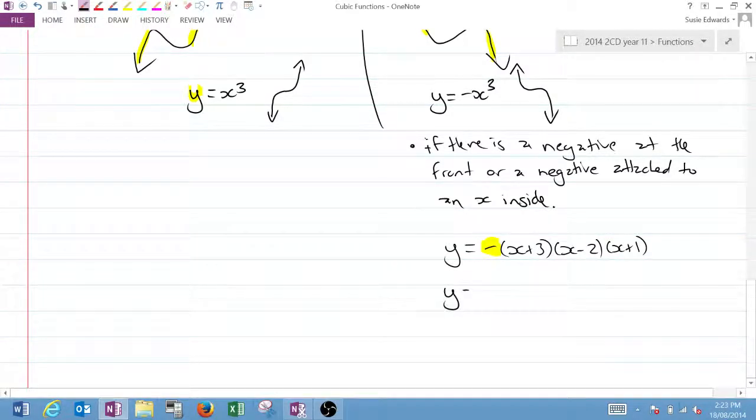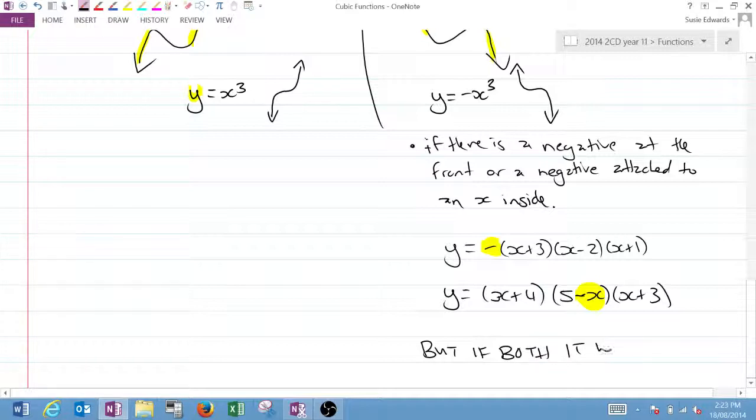Y equals x plus 4, 5 take x, x plus 3 is also negative because there's a negative here. However, we need to be aware that if you've got two negatives inside, two negatives multiplied together become positive. So we need to make sure we write that. But if both, it will be positive.